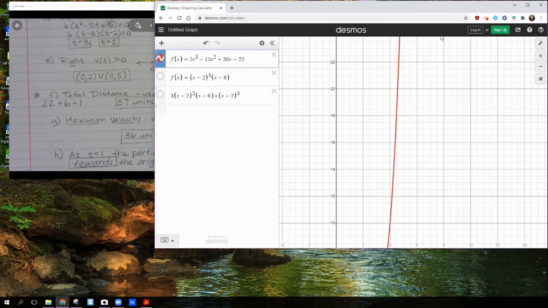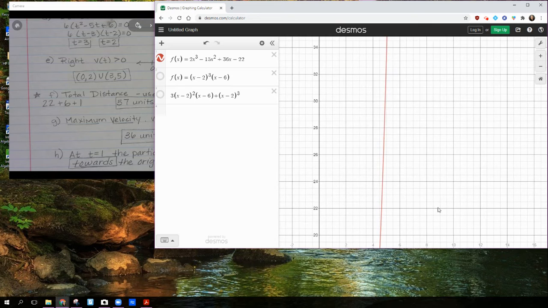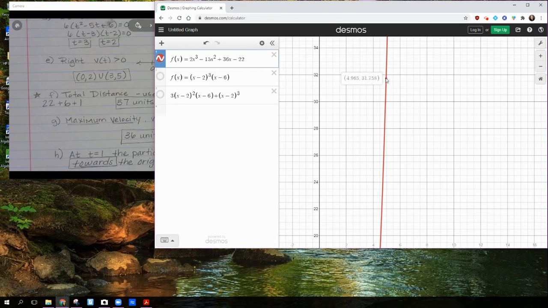Still going. There we go. It's like up here, I think, right? Yeah, right about here. So we get, okay, at 5, if I can get right on it, we go all the way up to 33, okay? And that positive 33 is the last position. Like that's where the particle ends its journey at 33.